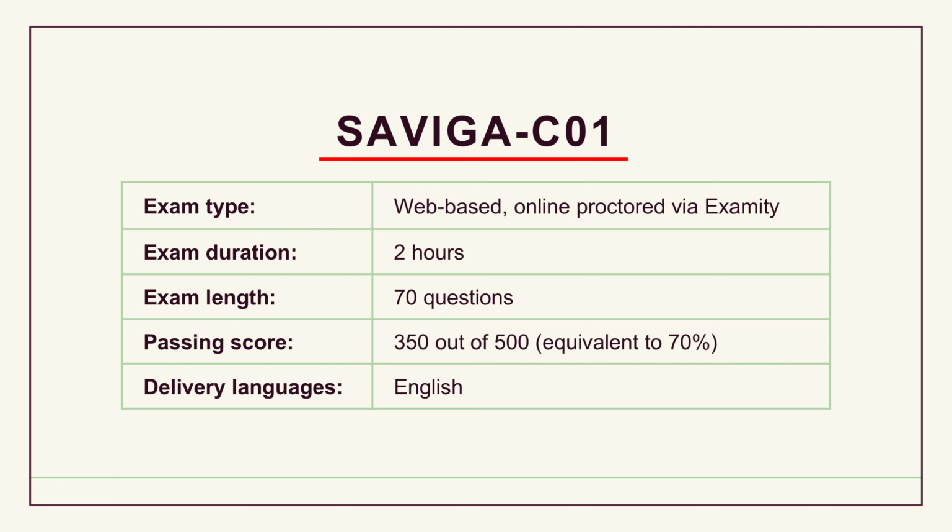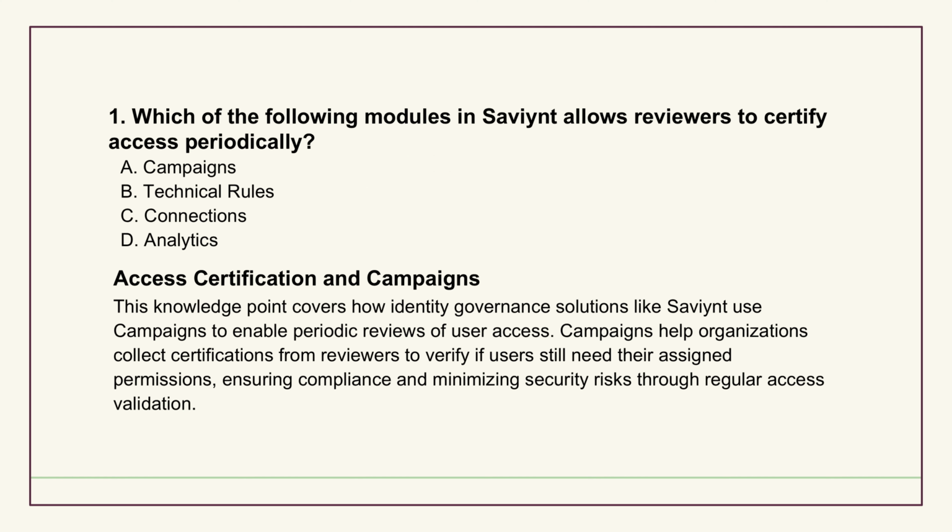So this deep dive should give you some real insights into core stuff like access management, system integration, vital things. And just for context, the SAVIGA-C01 exam itself is web-based, online proctored using Examity. It's 2 hours, 70 questions. Passing score is 350 out of 500, so 70%. But like we said, we're going way beyond just the mechanics of the test here. We really want to uncover the strategic importance, maybe some common challenges tied to these ideas. So let's unpack this. Let's dive into some of the most interesting nuggets we found, framed around the principles behind the questions.